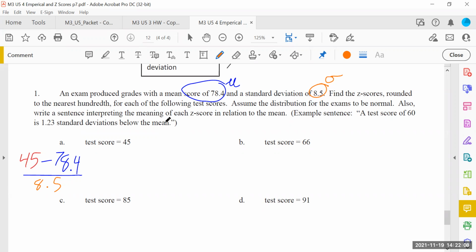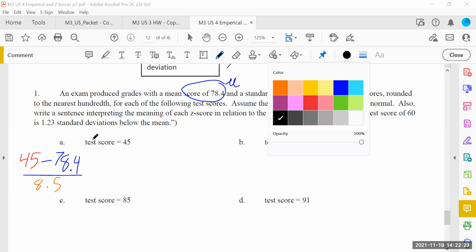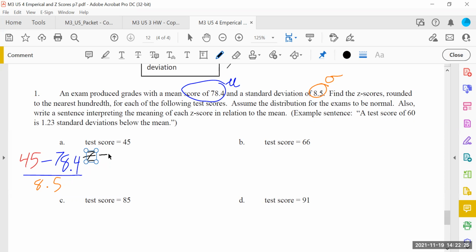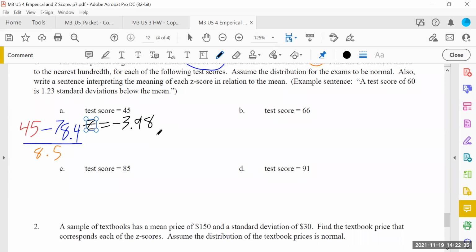So what we should get here is negative 3.976, or 3.92. But the instructions tell us to round to the nearest hundredth. So we're going to say that the z-score is negative 3.98. Does that make sense to everybody? Negative 3.98.